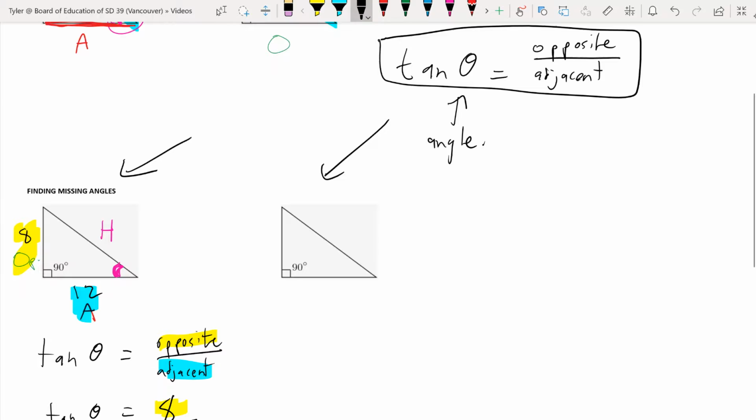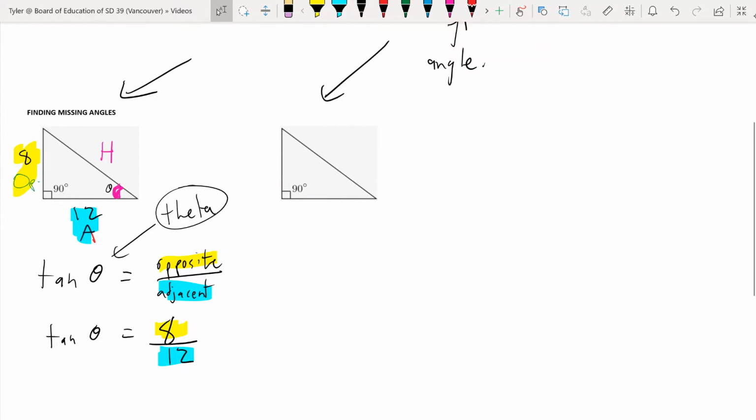So we have tan theta. This is called theta. It's a Greek letter, like A or whatever. It's just used for that angle. Theta. Okay, tan theta is equal to opposite over adjacent, so it's 8 over 12. So now we can actually do this. Tan theta is equal to, when I do 8 divided by 12 on my calculator, I get 0.66666, which is fine.